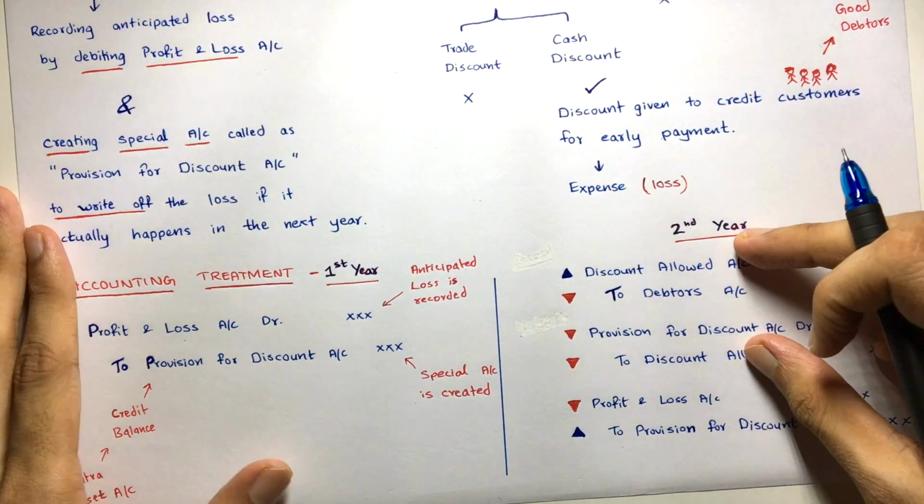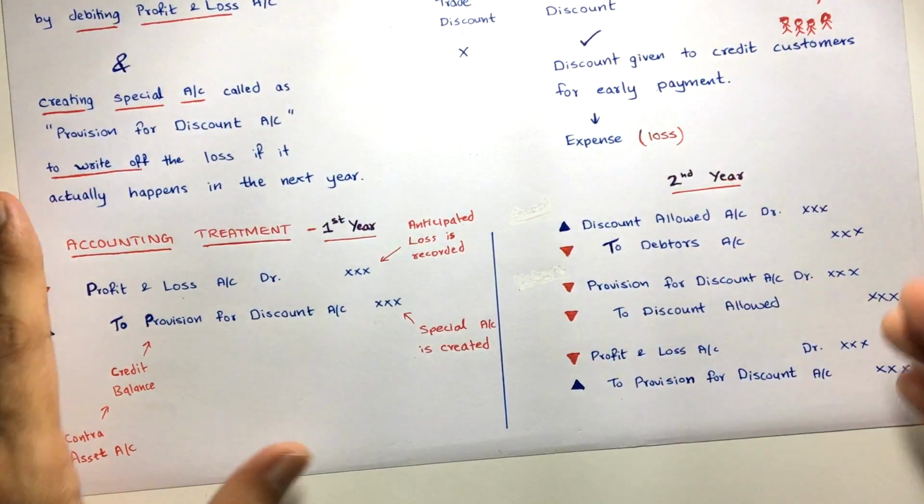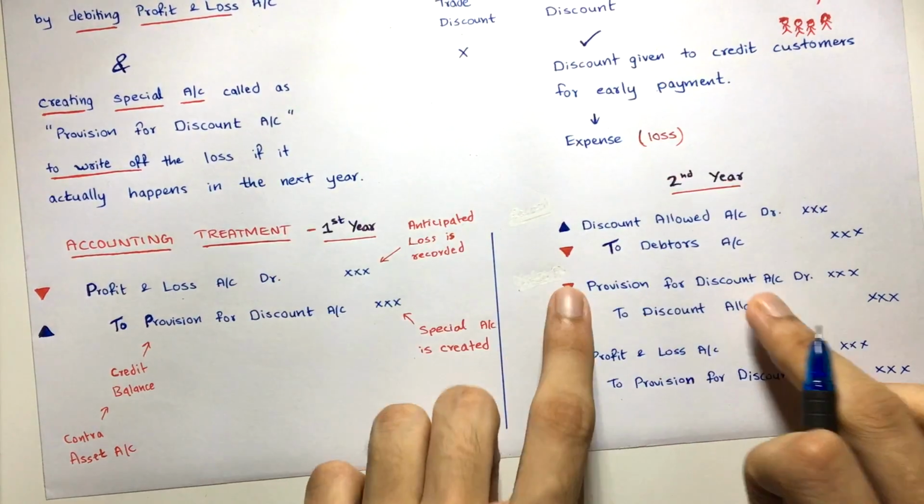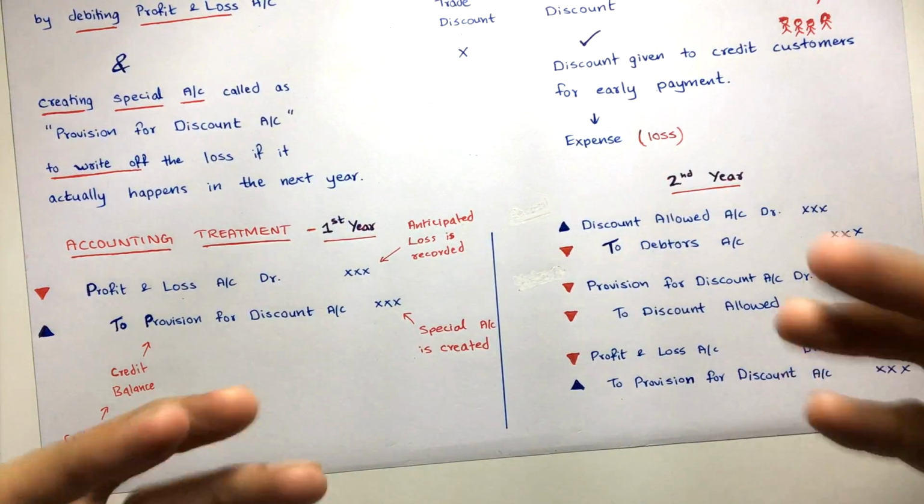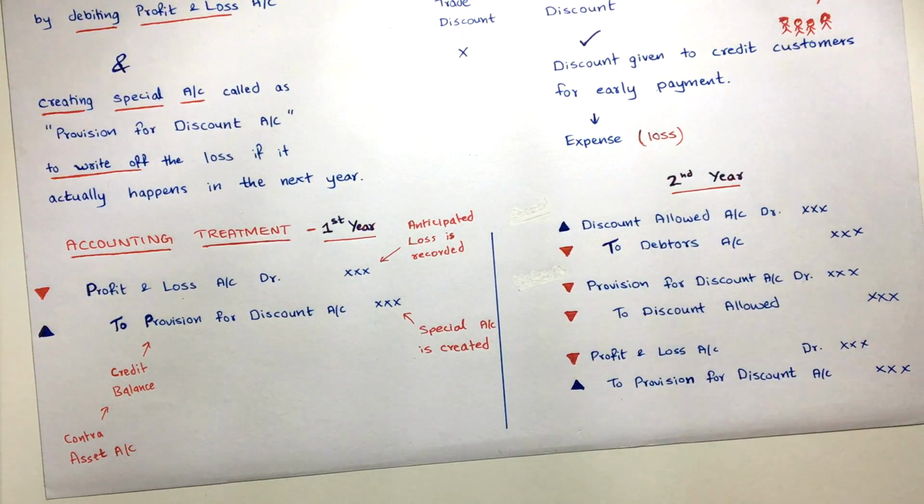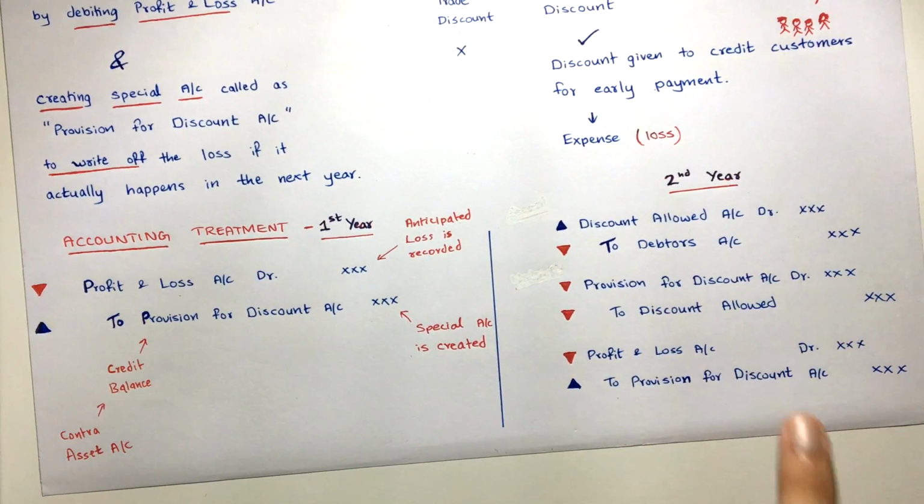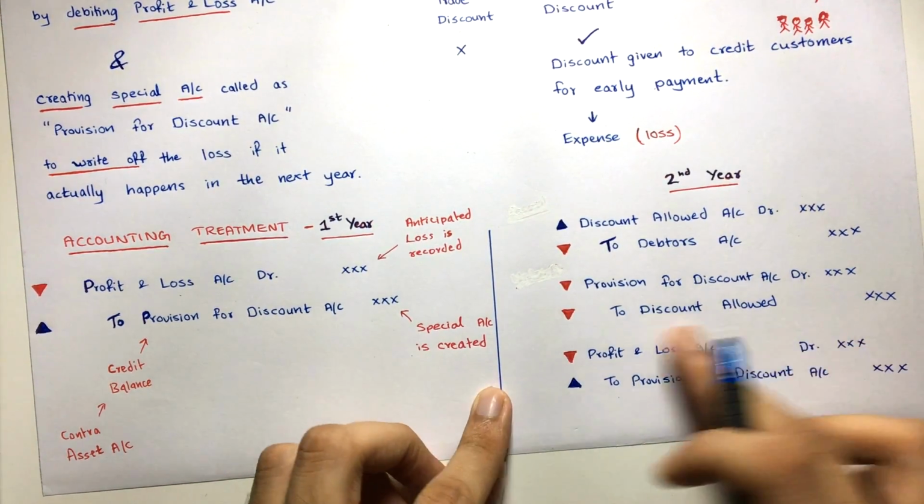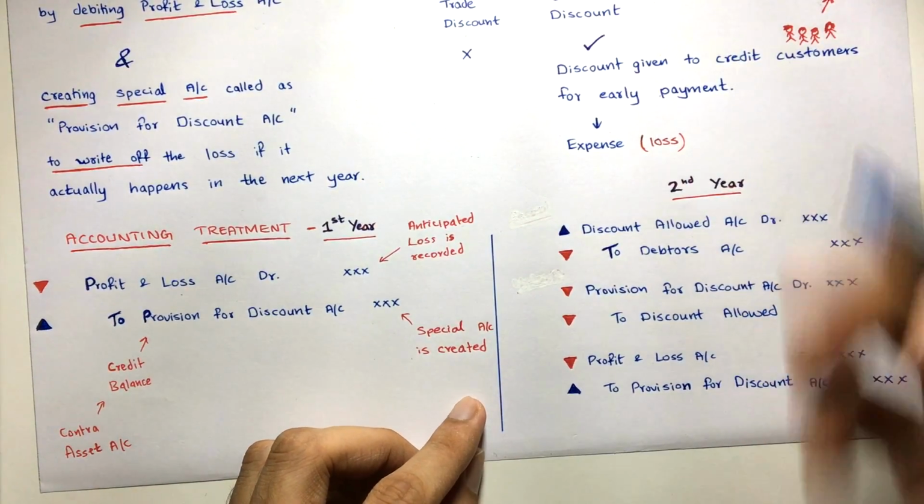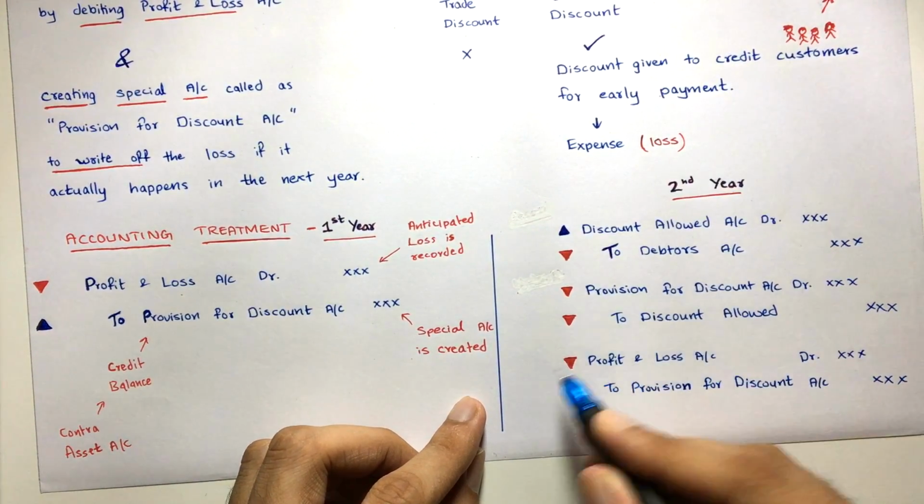Fine. After this, what will happen? After this, you will have to prepare the ledger account of provision for discount, and you will have to find out the balancing figure. The question will say in the adjustment that you have to maintain 2% provision for discount. So in that scenario, you have to put an additional amount in the provision for discount. So this entry you will pass.